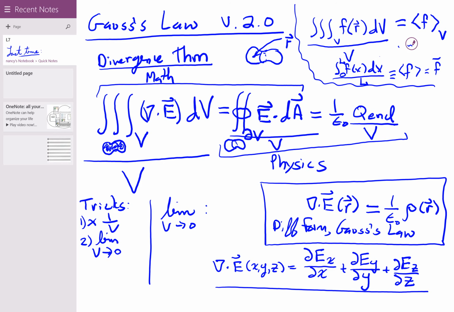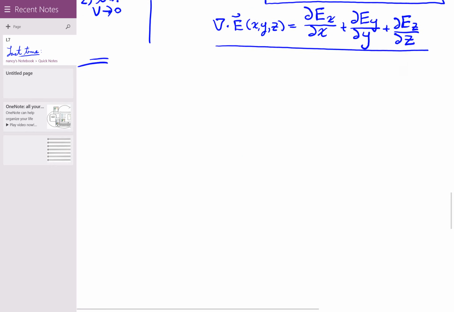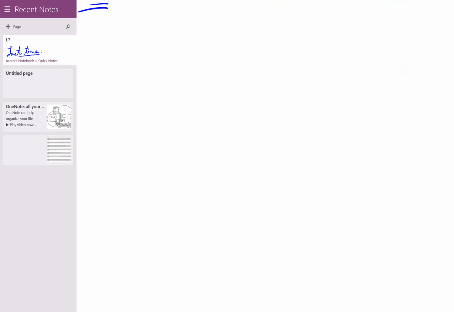Now that we have this, it has two very useful uses. The first use is practical, and the second use is philosophical. So these are the uses for the differential form, or Gauss's law 2.0.